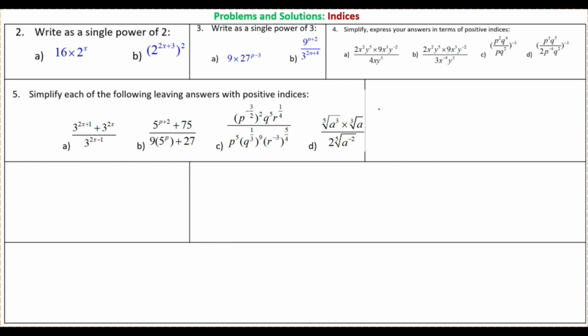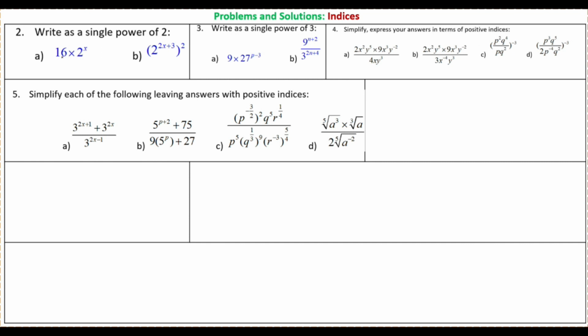Now we are going to work on more questions on this page. We've got question number 2, number 3, number 4, and number 5. So question 2a, write as a single power of 2. So what it means is that we want to express 16 with the base of 2.